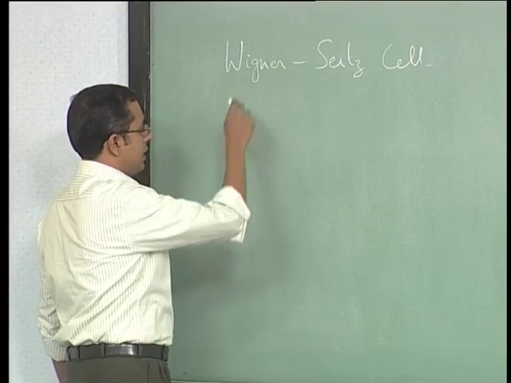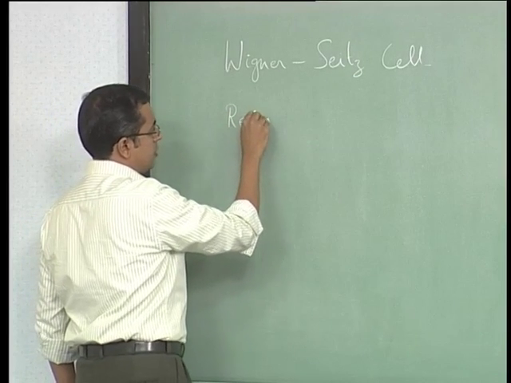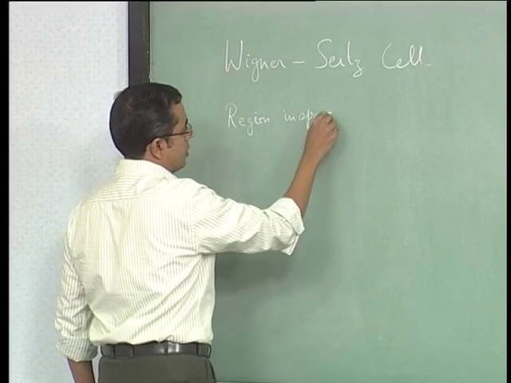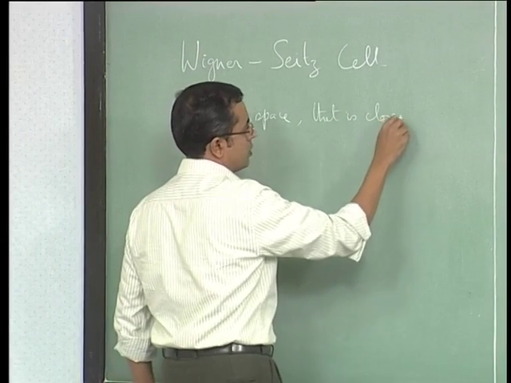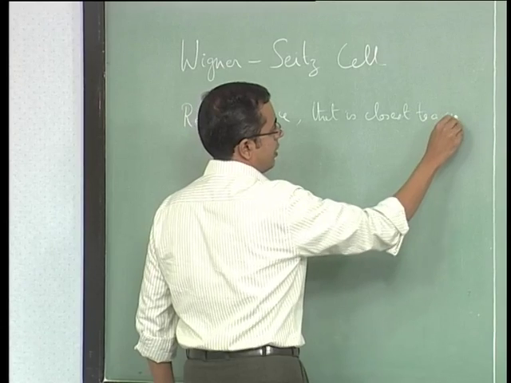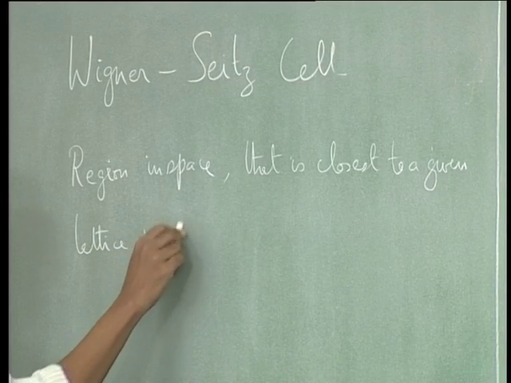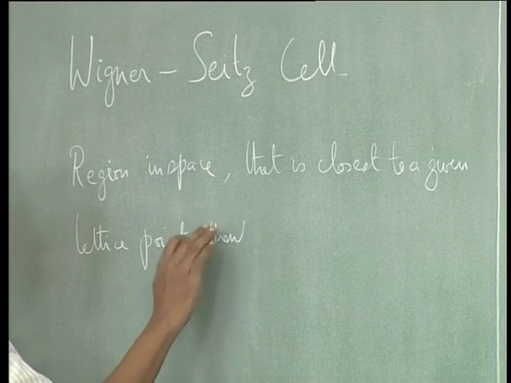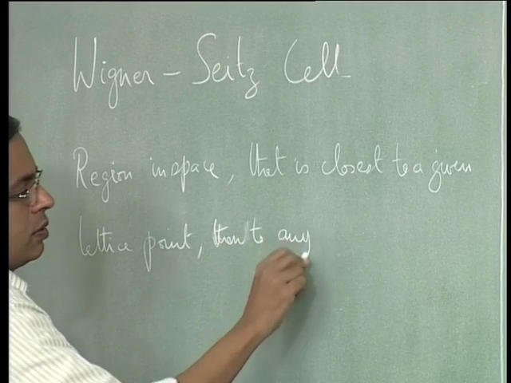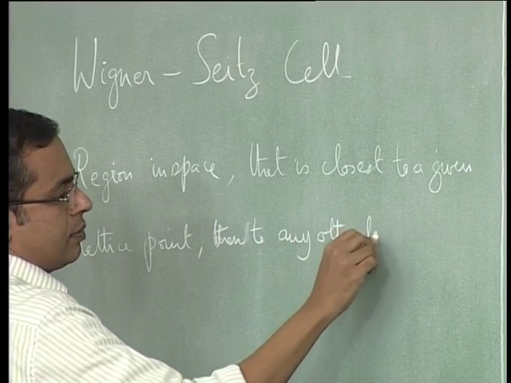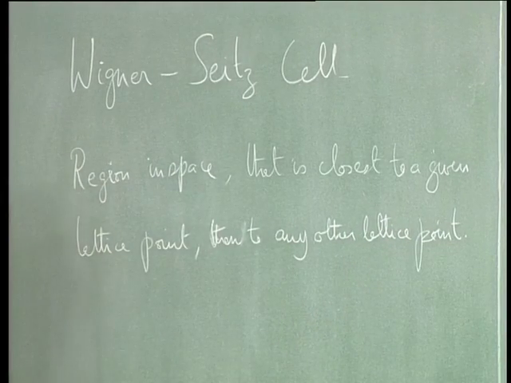It is defined as follows. It is the region in space that is closest to a given lattice point than to any other lattice point. So, this is the definition.